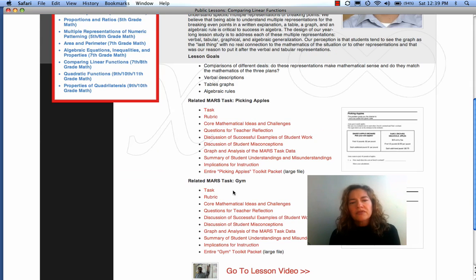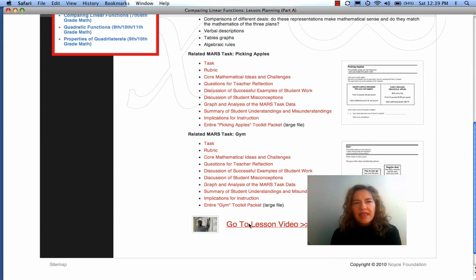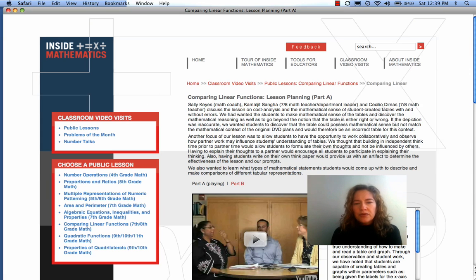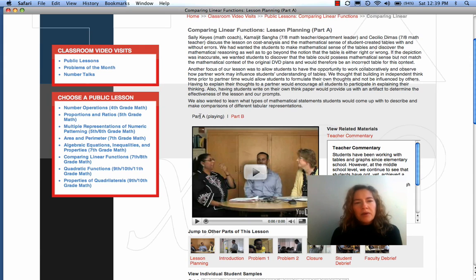So here's Picking Apples, here's Gym, and if we click here to the lesson planning, again, parts A and B of the planning, you can see the three colleagues talking together about this lesson and talking about how to teach students really to use those tables and graphs to represent information accurately and then, once you've set it up accurately, how do you evaluate the sense at which they coincide over time.